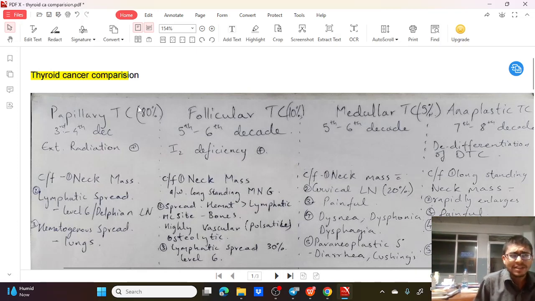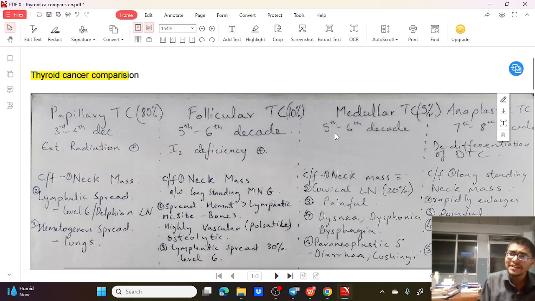Now comparing it with the other differentiated thyroid cancer, that is the follicular thyroid cancer. This is seen in a slightly older age, the 5th to 6th decade, and is commonly seen in areas where there is iodine deficiency. So these are in the iodine deficient endemic zone. These are around 10 to 15%.